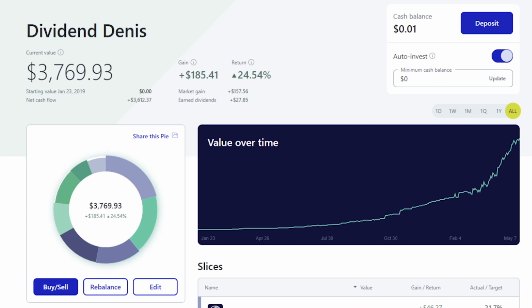So we're going to jump on my portfolio, talk a little bit about it, and then also talk about how to find out those ex-dividend dates and the payout dates in a much quicker fashion. So let's jump onto this portfolio here and take a look at where we're at.